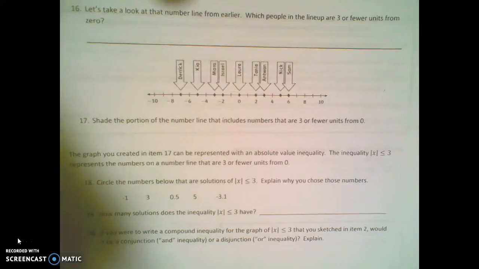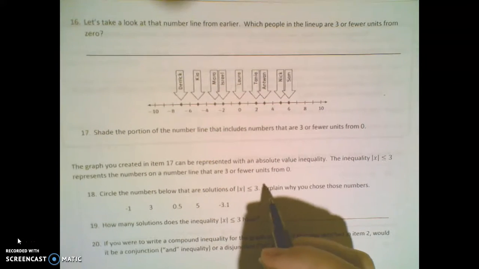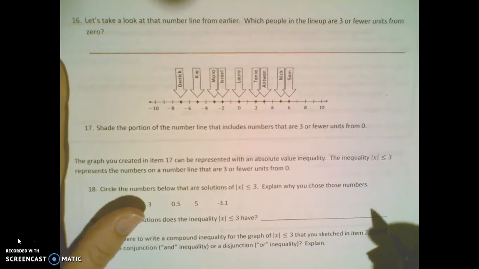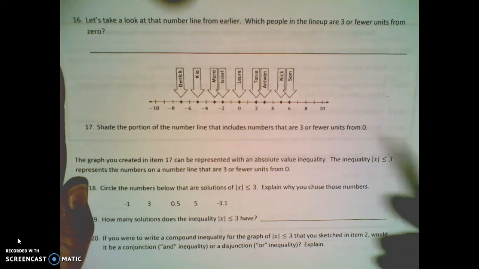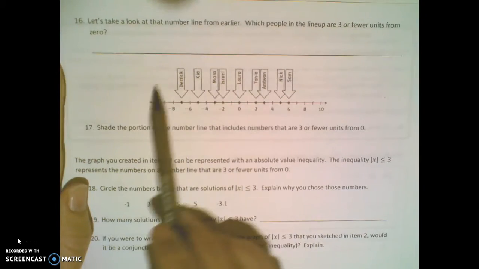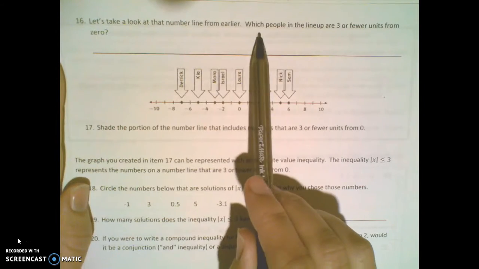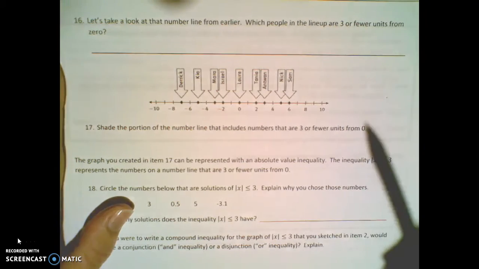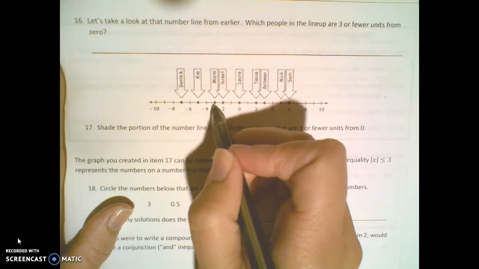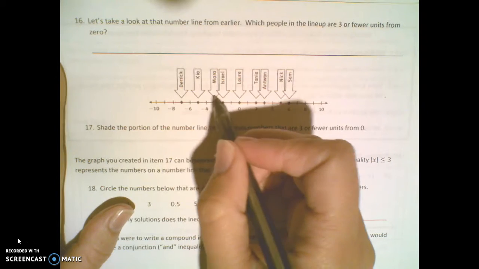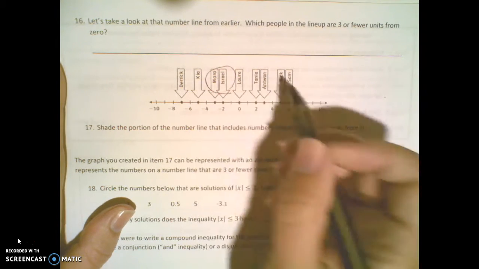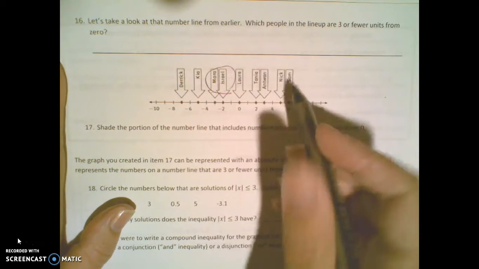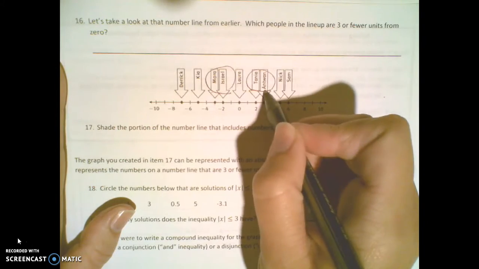Hi, we're on the second part of 2.8, and that is about absolute value inequalities. So we're looking at the same number line we saw earlier, and we're looking at the people in the lineup who are 3 or fewer units away from 0. So these people are 3 or fewer away from 0, 3 and fewer, and same thing here.